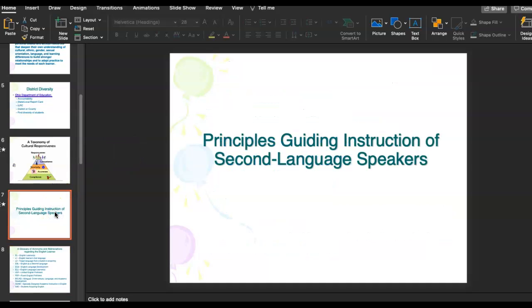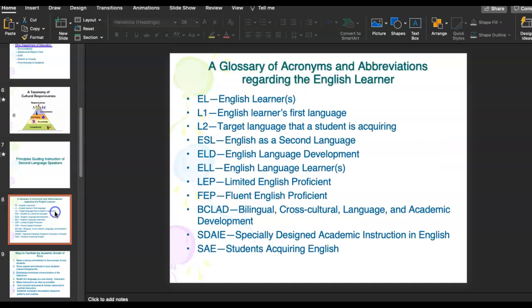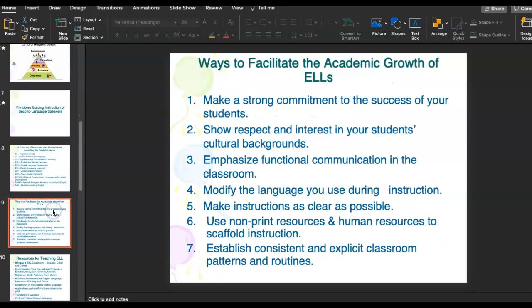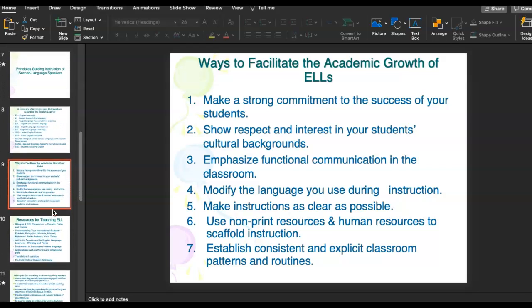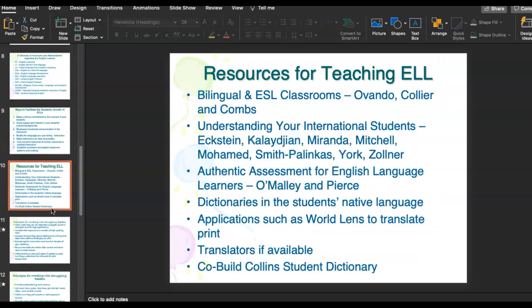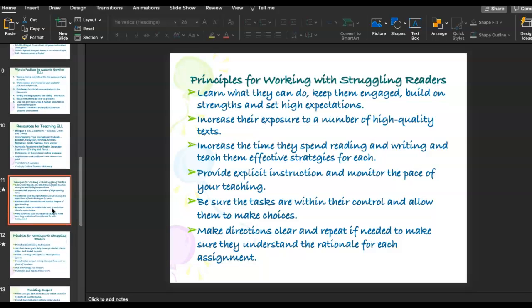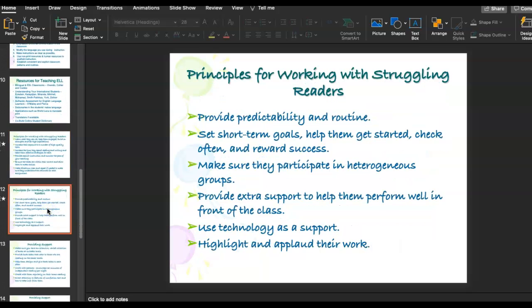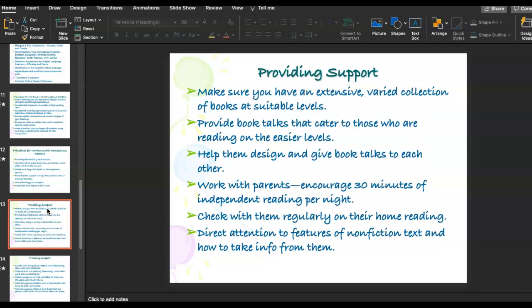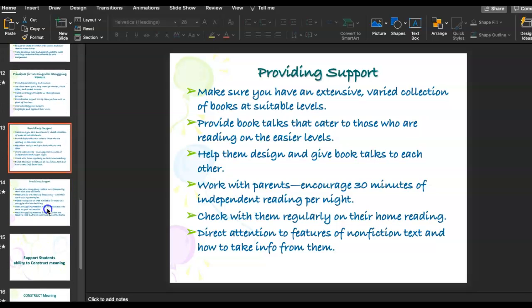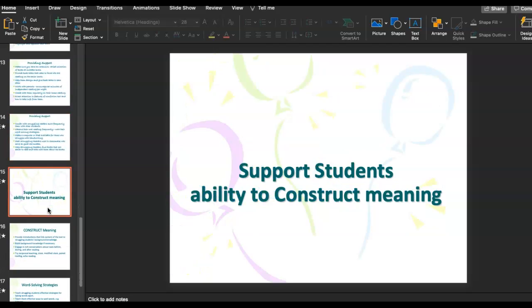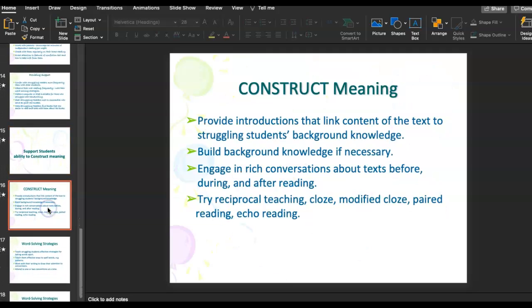Also this week, you are provided a glossary of acronyms and abbreviations that regard the English learner, ways to facilitate the academic growth of English language learners, some resources, principles for working with struggling readers, how you can provide support to them, and we always want to support students' ability to construct meaning.